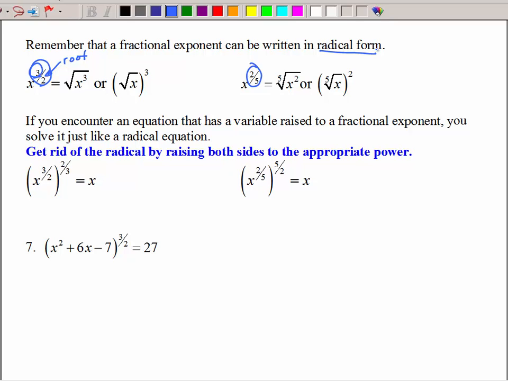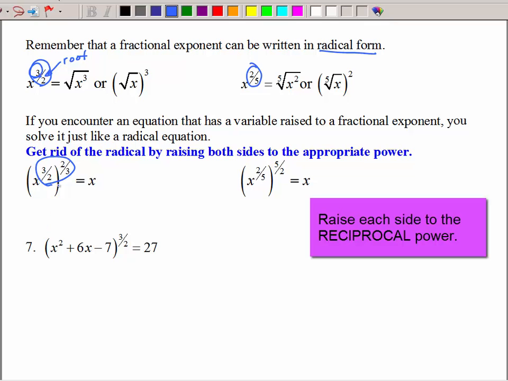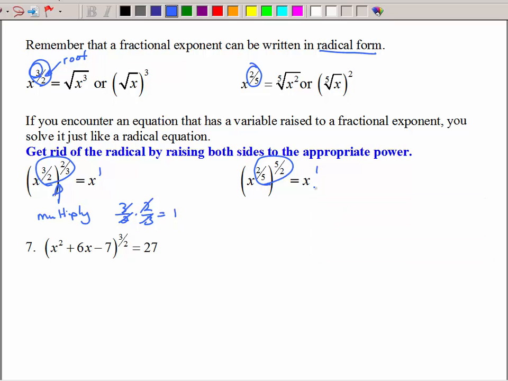This time, instead of maybe just squaring or cubing, when we raise both sides to the appropriate power, we're going to raise it to the reciprocal power. Because remember, you're going to multiply those exponents. And what happens when you multiply reciprocals? You get 1. And so that's why they undo each other. When you multiply those together, you get x to the first power. So yes, these are radicals, but they're written as fractional exponents.